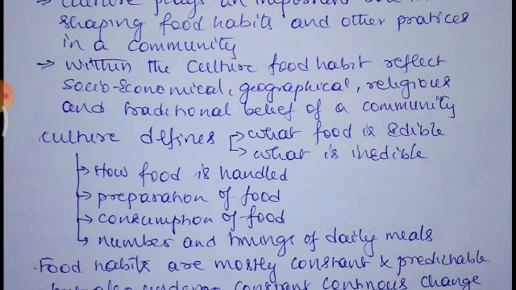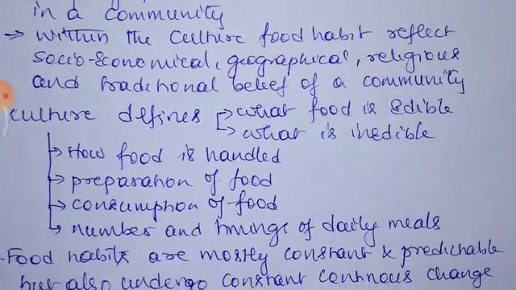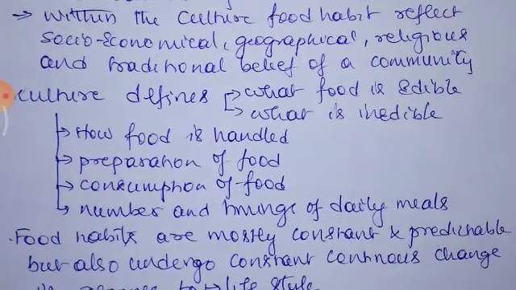Food habits are derived from our ancestors. Your grandfather gave food habits to your parents, and your parents gave the food habits to you. So it is handed over from generation to generation, and among that, culture plays a very vital role. Culture defines what food is edible and what is inedible, what food we have to eat and what food we should not eat, how food should be handled, how to prepare the food, how to consume the food, and also how many times we should eat. All these things are defined in a culture.